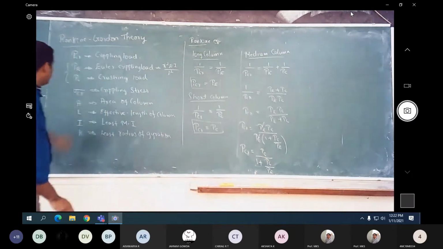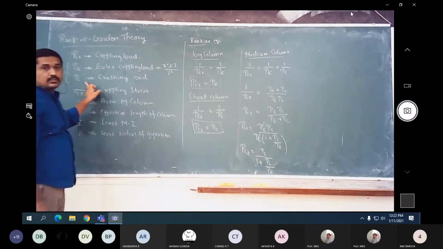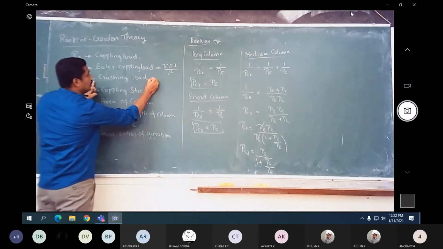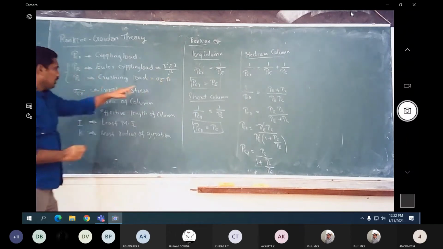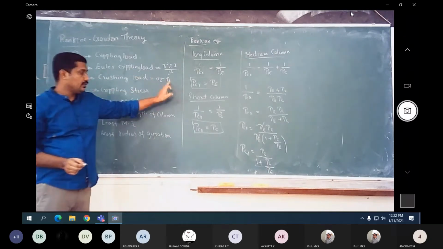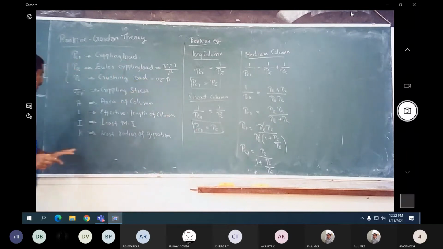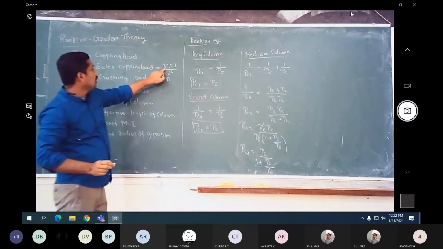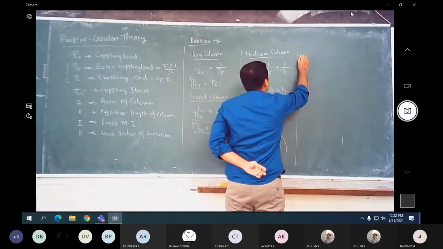Okay. So this PC is crushing load. You know the expression for stress, so this PC can be written as sigma C into A. Stress is equal to force by area, so load is equal to stress into area. You can substitute that. And PE, we know that PE is nothing but pi square EI by L square. Substitute that, you can reduce this equation.